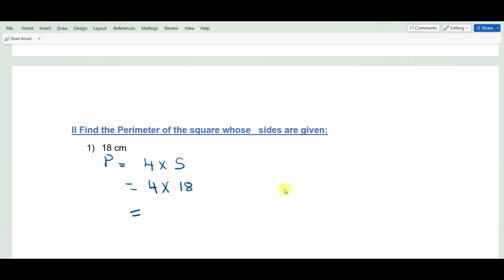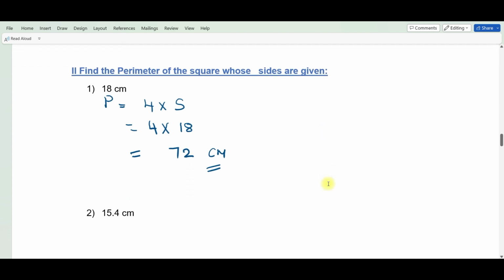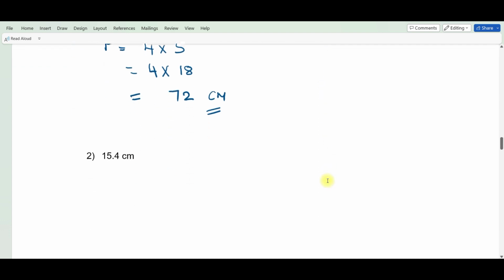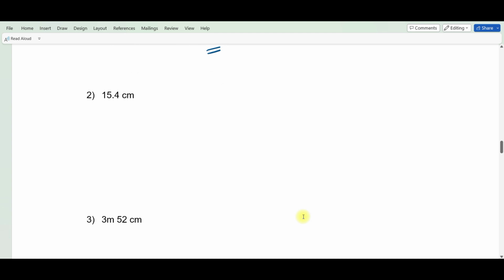So by doing so I get 8 times would be 32, 3 carry, 4 ones 4, and adding 3 I would get the answer. You will have to just multiply the sides by 4 times. As you know, all the sides of a square are equal. This is a very simple question. Now going forward, now I have a decimal point. So let us solve this.